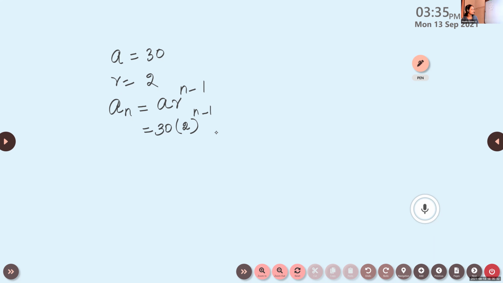Okay, initially there are 30 bacteria. Now what is given? It is getting doubled. So initially when time is 0, it is the first term. Is it correct? When the time is 0, it is the first term of the GP. When it becomes 1 hour, it is same as at the end of first hour, which means it is the second term of the GP. Yes or no?